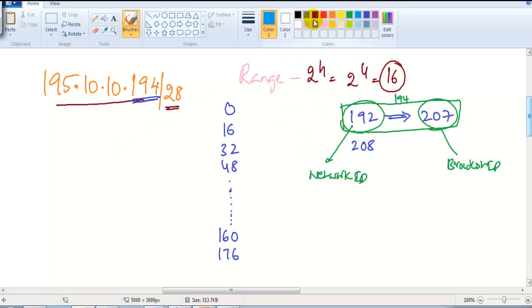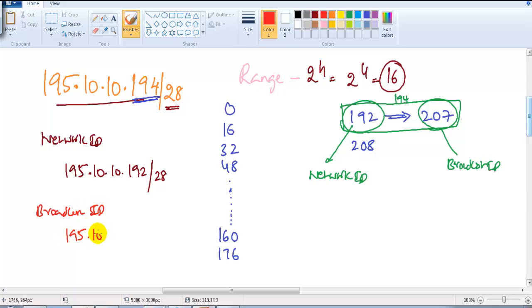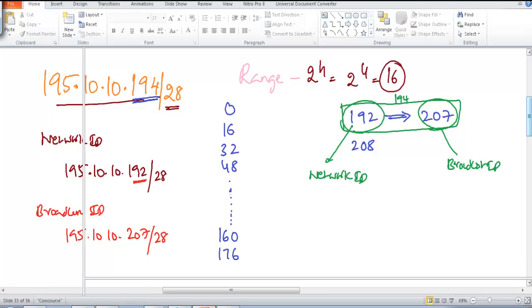So let us write down the network addresses properly. The network ID for this address will be 195.10.10.192 with a /value of 28. That is my network ID. And the broadcast ID will be 195.10.10.207 with a /value of 28. We cannot use 192 and we cannot use 207 because they are the network ID and the broadcast ID. So this is how we calculate for C class examples or B class examples. It's going to be the same calculations.